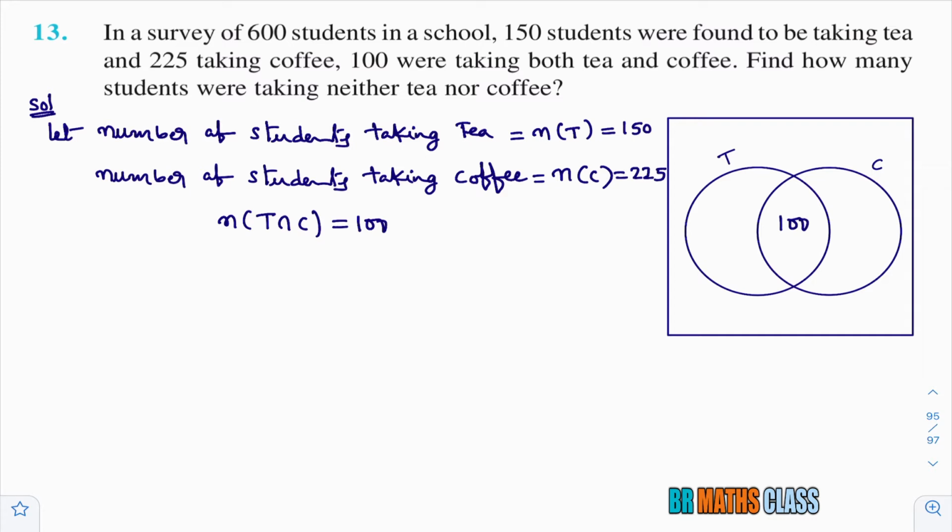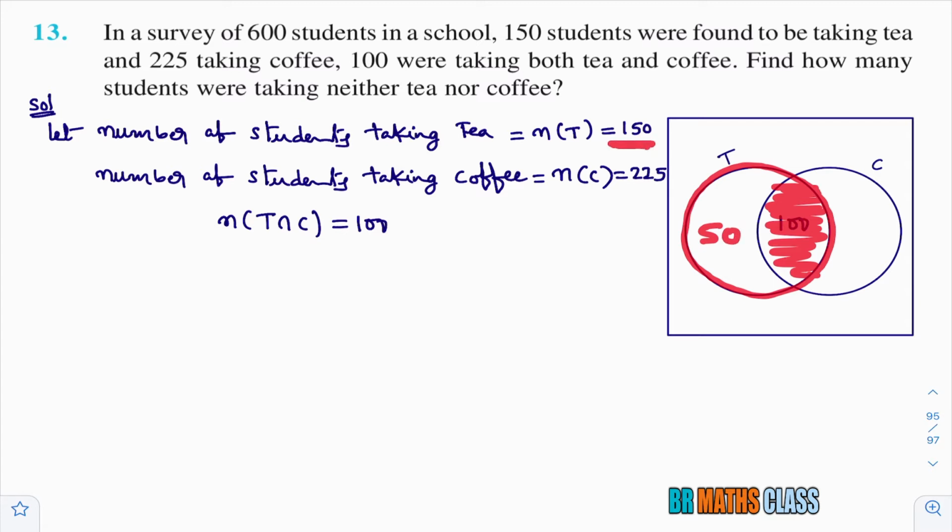Next point. The number of students who are taking tea is 150. That means you observe this full circle. The number of students who are taking tea is 150. This full is 150. In this, this part is 100 now, so obviously this part will be 50, because n of t is 150.